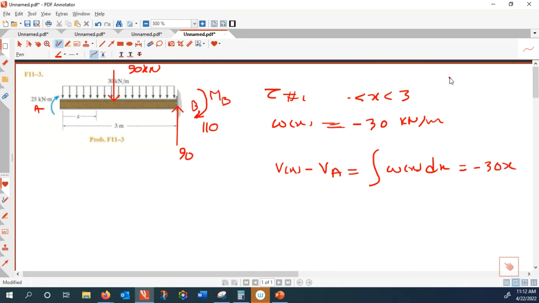And what is V of a? V of a is V at x equal to 0. So is there a shear force at the beginning? No. So that means V of x is simply an equation of a line, and this line has a negative gradient. And should be easy to plot.